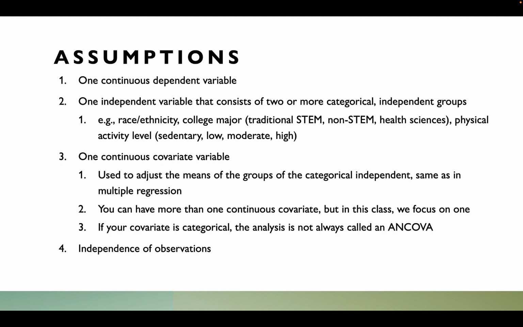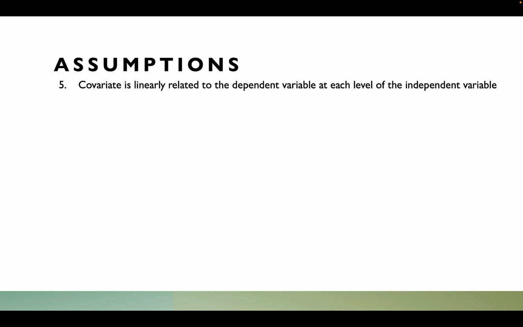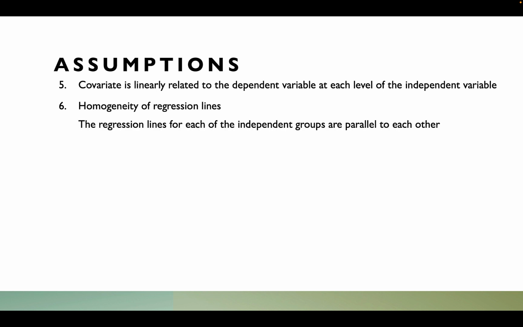All right. Per usual, we need independence of observations. So no relationship between the observations in each group of the independent variable. As I previously mentioned, the covariate is linearly related to the dependent variable at each level of the independent variable. We need something called homogeneity of regression lines, and I'll explain a little bit more about that. So the regression lines for each of the independent groups are parallel to each other.